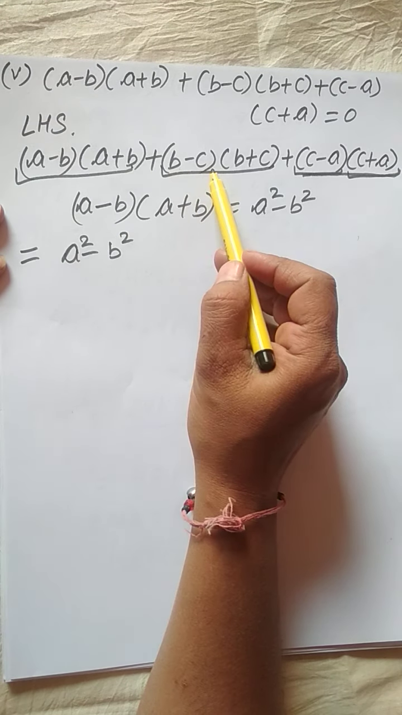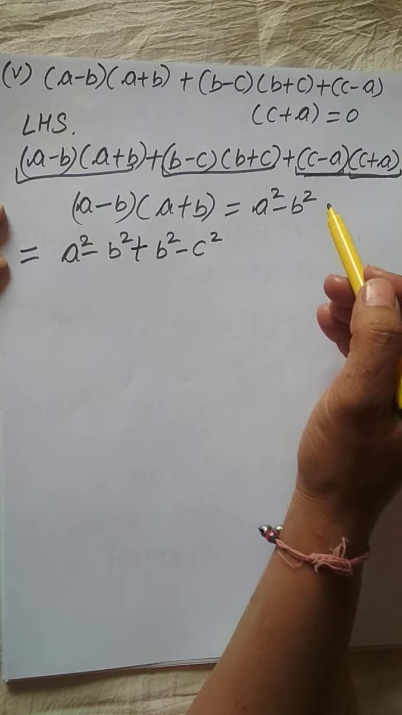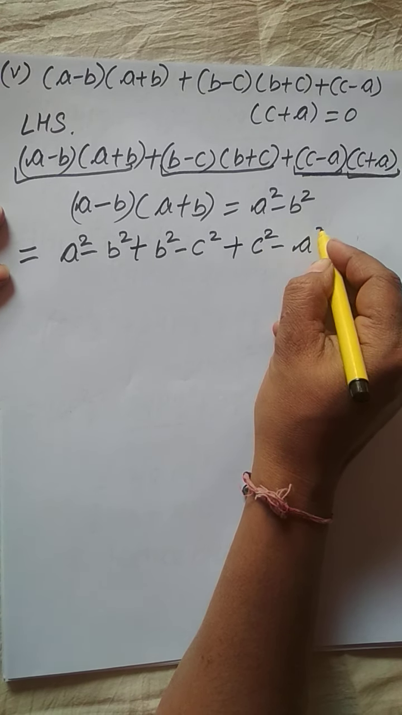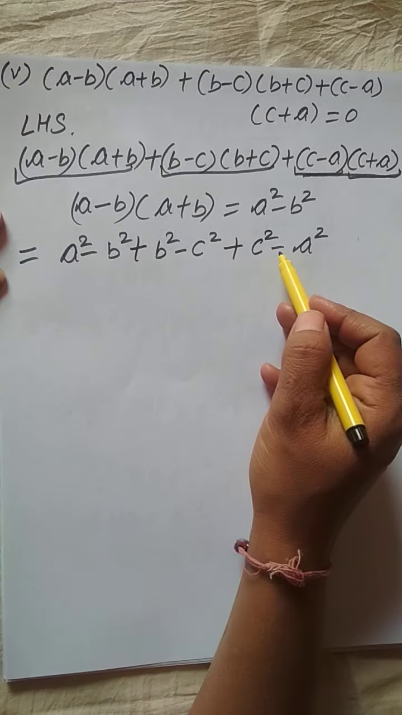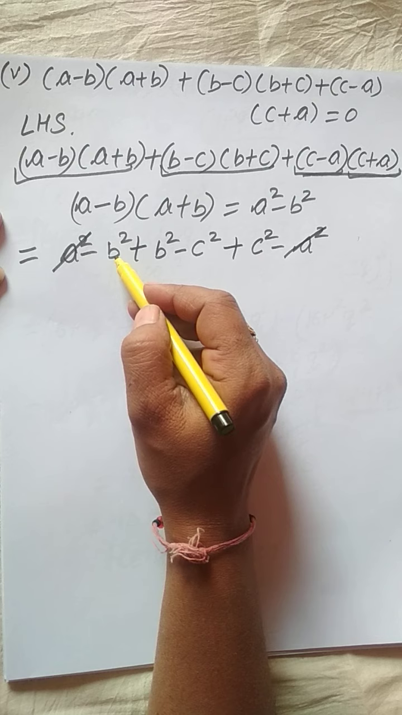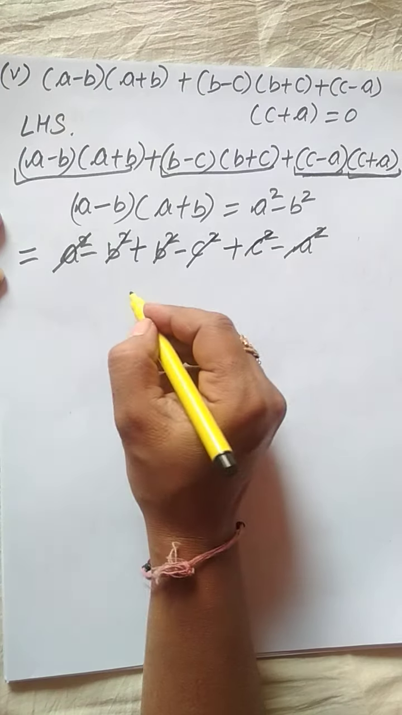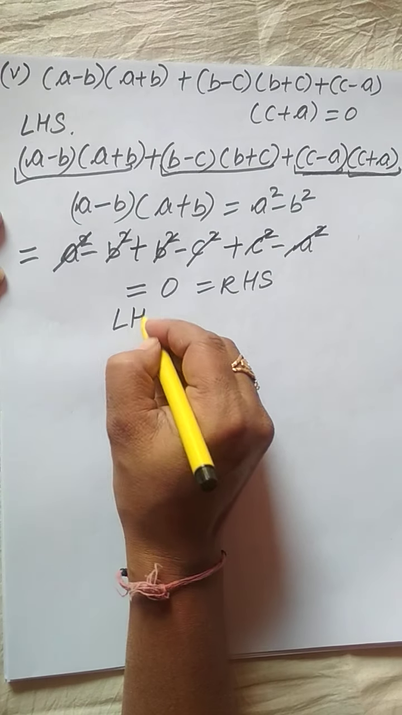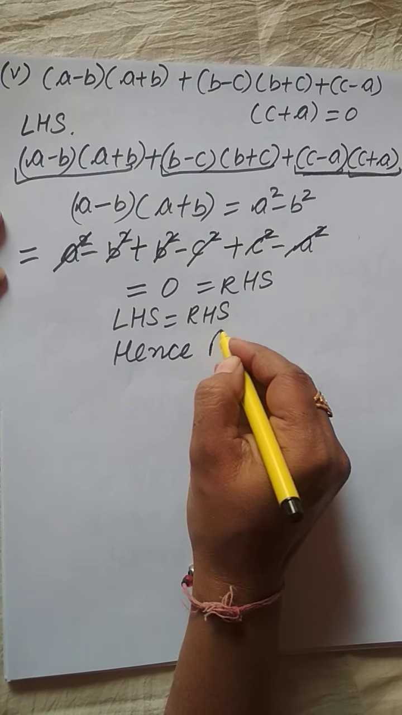Now here it is (b − c)(b + c). So this is plus b² − c². Similarly, (c − a)(c + a) becomes c² − a². Now arrange the like terms. Here a² is with positive sign and this is negative. So plus a² minus a² cancel each other. Similarly, minus b² plus b² cancel each other and minus c² plus c² cancel each other. So the answer is 0, which is equal to the right hand side. So left hand side is equal to right hand side, hence proved.